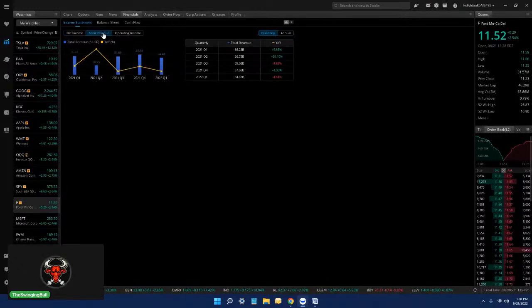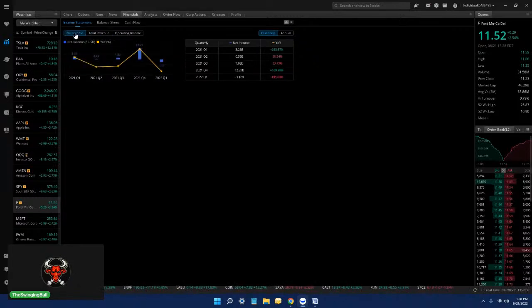So we could look at the total revenue. So Q1 of 2022, Ford had total revenue of 34 billion. And then we can go over here and click on net income. And as you can see, they were a little underwater Q1 of 2022. Their net income was negative.